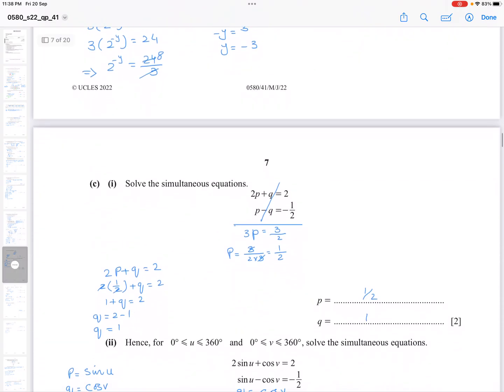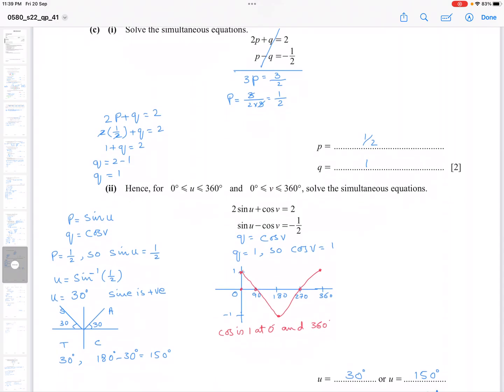Solve the simultaneous equations. We can see plus q and minus q are there, so straight away cancel them and simplify. 2p plus p is 3p, and 2 minus 1 over 2 is 3 over 2. So p is equal to 1 by 2. Now pick the first equation, 2p plus q is equal to 2, and put the value of p, which is 1 over 2, in p, and simplify it to find the value of q, and q came out as 1.